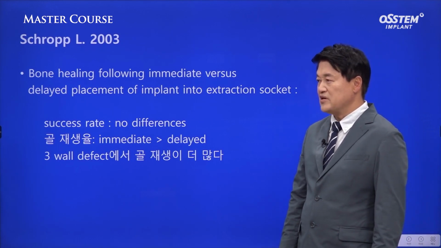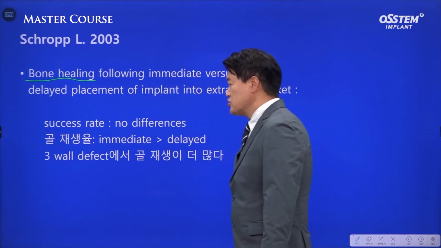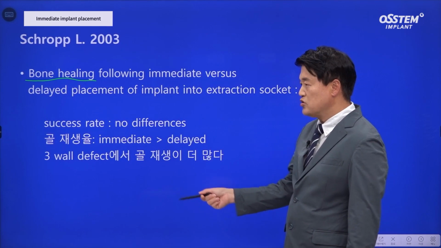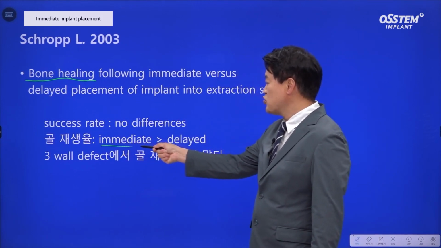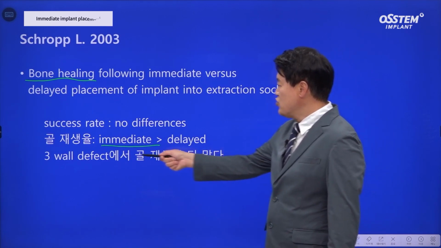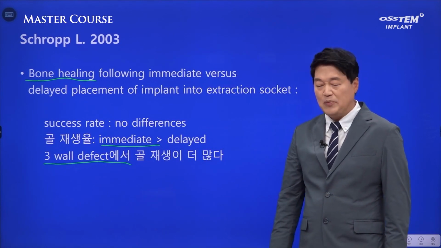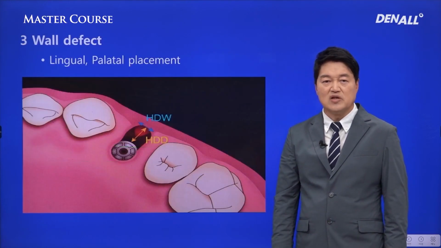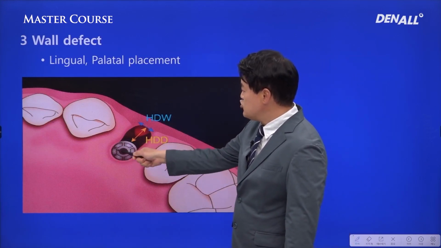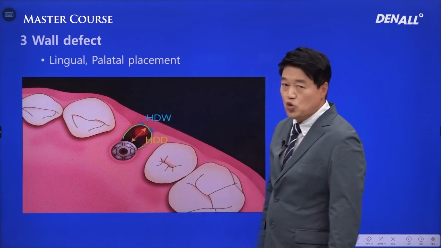It compared immediate versus delayed placement and looked at bone healing. The success rate does not differ, but bone regeneration rate was higher in immediate placement. What is important here is that bone regeneration occurred more in 3-wall defect. This means that if possible, as shown, by placing the implant more lingual and palatally, you can make a 3-wall defect. This will lead to better results.